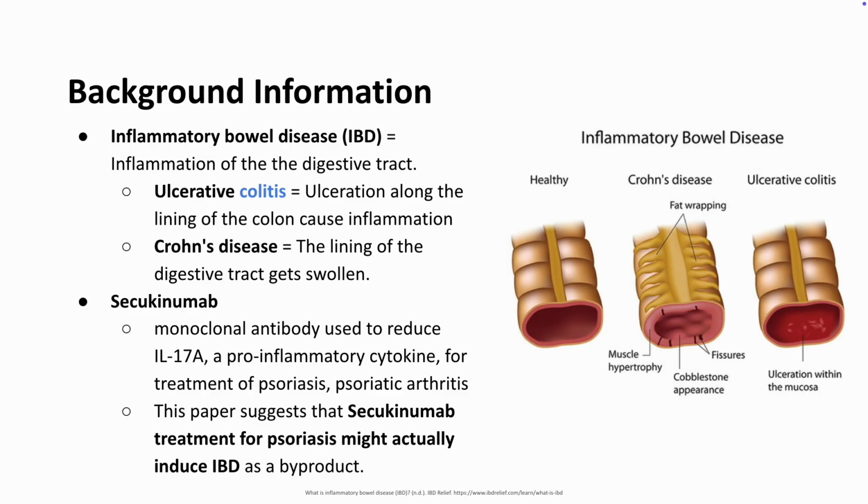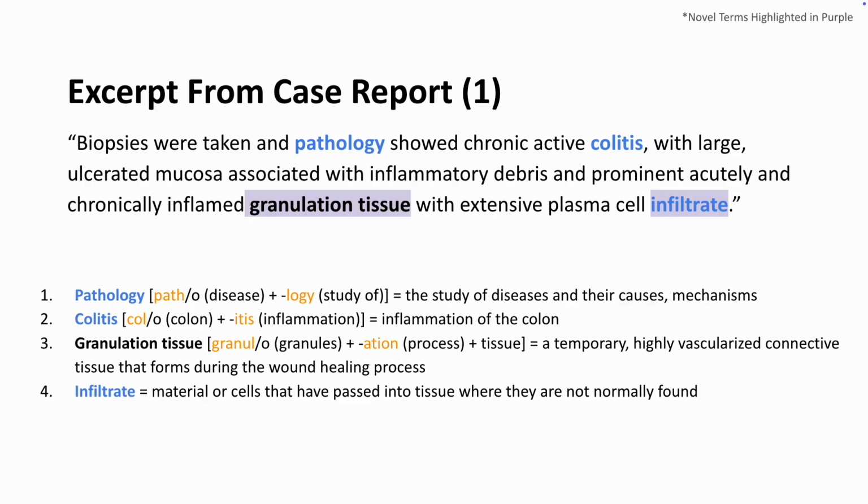So I took out an excerpt from the case report section, and it goes like: biopsies were taken and pathology showed chronic active colitis with large ulcerated mucosa associated with inflammatory debris and prominent acutely and chronically inflamed granulation tissue with extensive plasma cell infiltrate. I highlighted the new terms we never covered in purple, and bolded the terms I want to go through briefly.